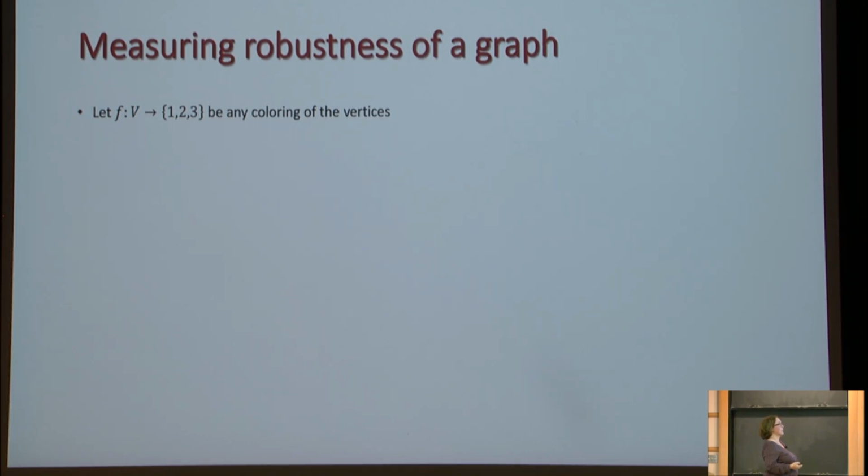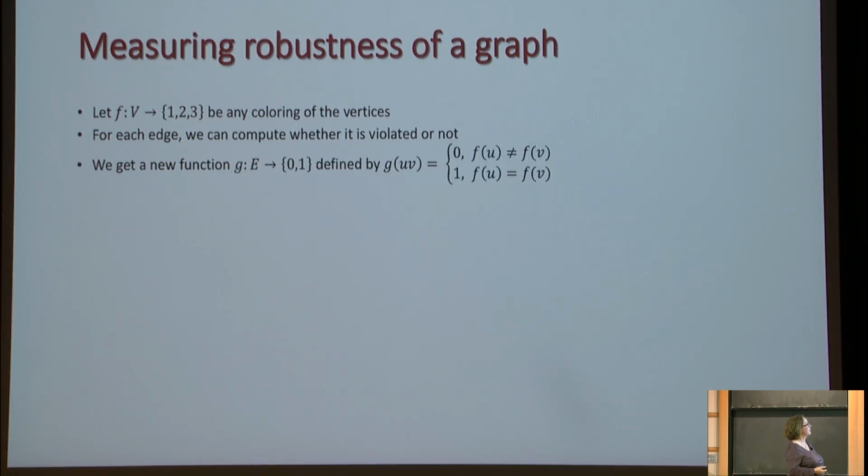Start with some coloring, 1, 2, 3 of the vertices. Now, for this coloring, for every edge, you can compute whether this coloring violates this edge or not. Okay, so basically, we get a new function on the edges that is 0 on every edge where the colors are different, and on every edge where the colors are the same, it gets a 1. So it basically marks for us which edges are problematic.